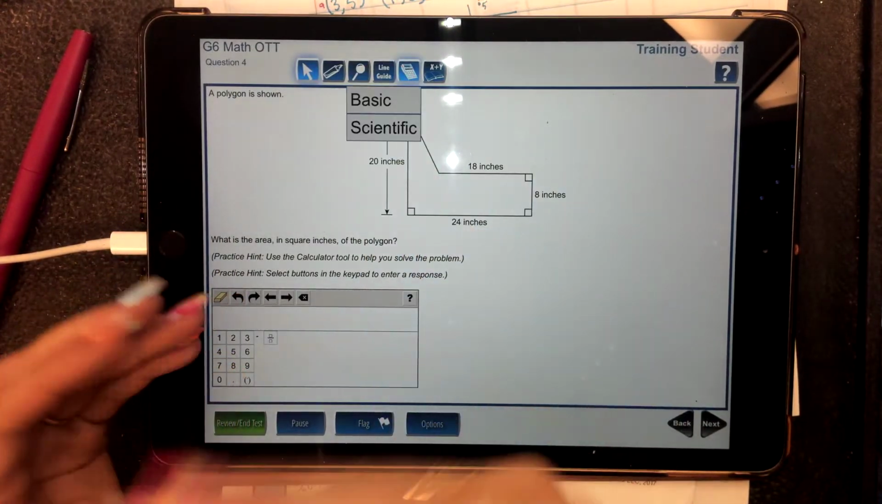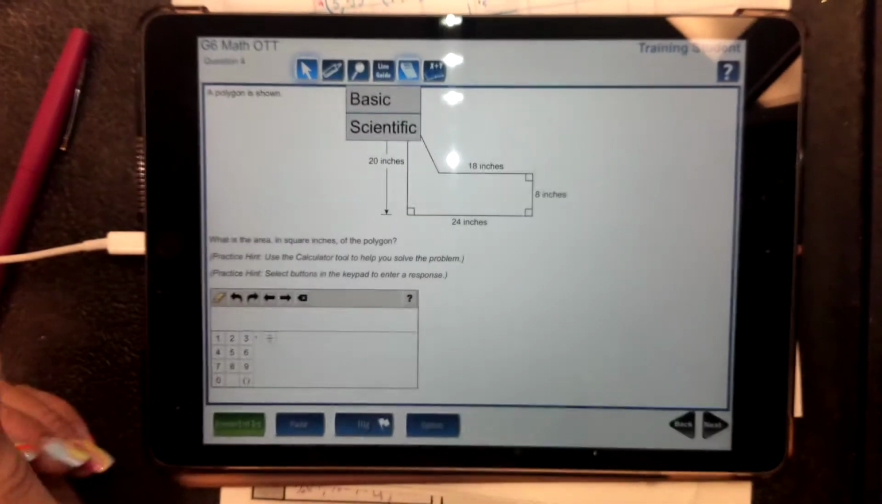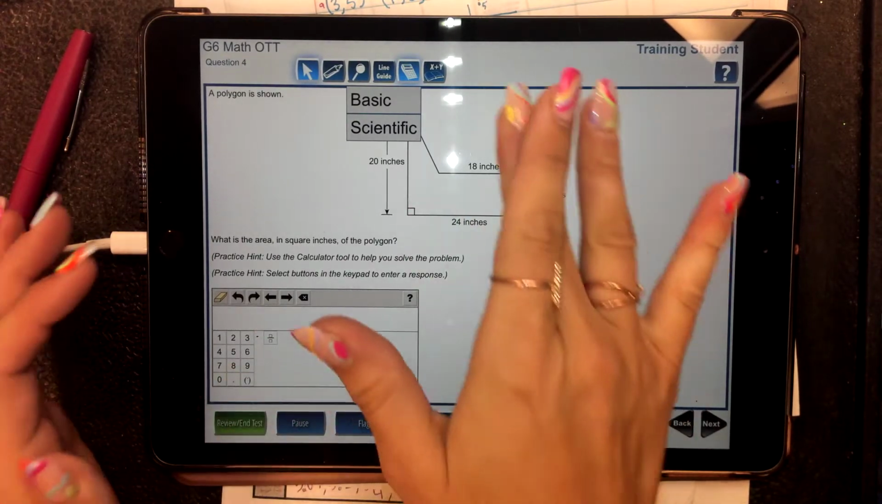This also reminds you that you get a calculator during the test. I would just choose basic scientific. You don't need it for this. There is no point in it.